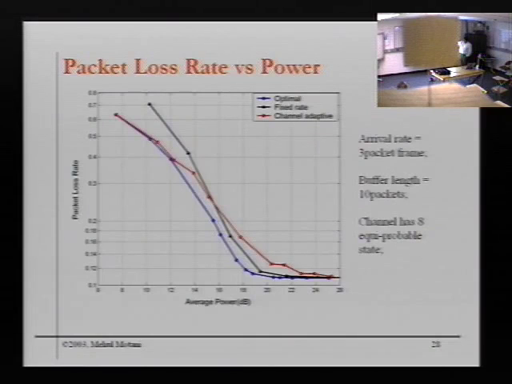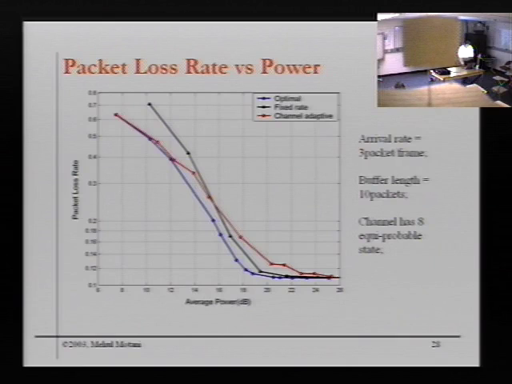Okay, so this is plotting, on the x-axis, the average power, and on the y-axis the packet loss rate, which is probably buffer overflow, for the 3 schemes. The blue is the dynamic programming solution, black is fixed rate, red is the channel adapted. First of all, we see that the optimal gives you a lower packet loss rate for a fixed average power across the board. It's sometimes nice to see things working out. It does beat both these less adaptive schemes, and this makes sense.